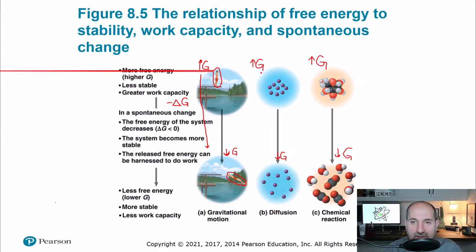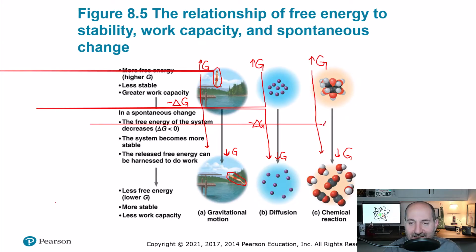Same thing when you went from a high G value to a low G value with the ink droplets, the ink molecules spreading apart. That's a negative change in G. And lastly, that's also the same story when we go from a high G value to a low G value, going from a sugar molecule to CO2 and water.